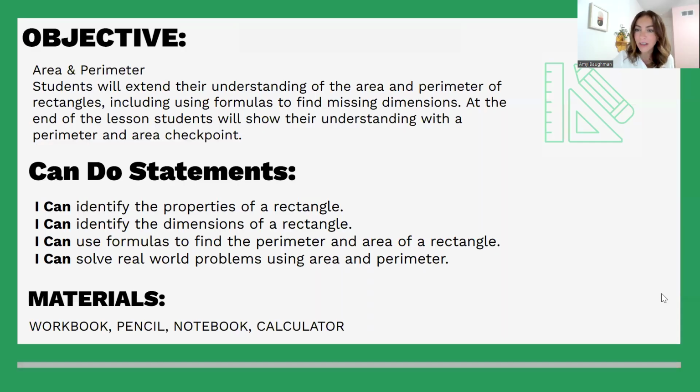So for our objective, today you will extend your understanding of the perimeter and area of rectangles. You're going to use formulas to find missing dimensions, and at the end of this lesson, there will be a checkpoint to show your understanding.